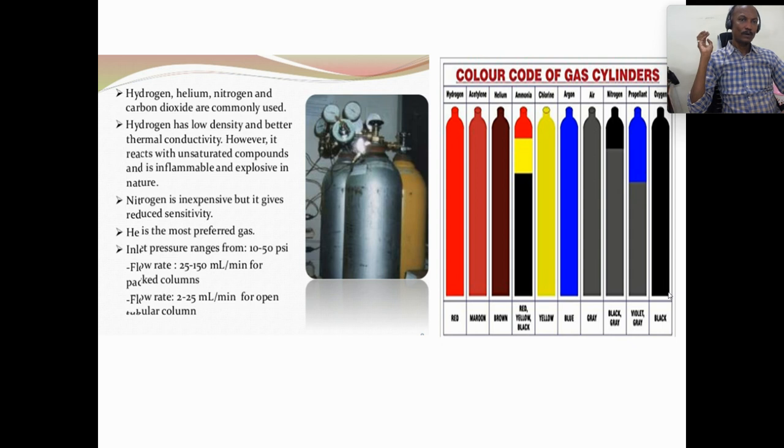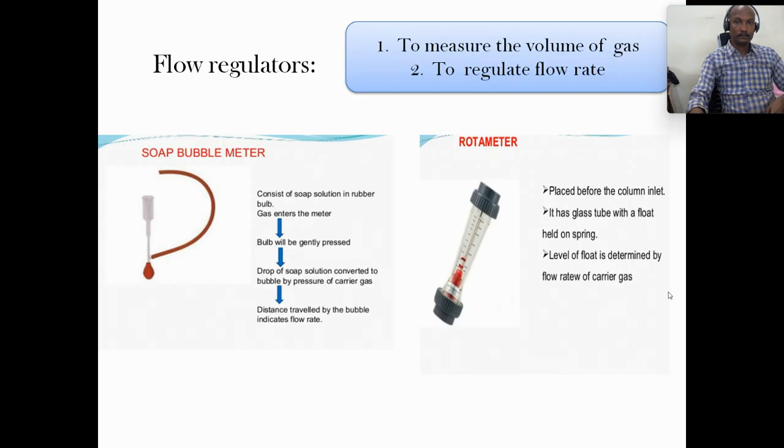Hydrogen has low density and better thermal conductivity. However, it reacts with unsaturated compounds, and it is inflammable and explosive in nature. Next, nitrogen is expensive, and it gives reduced sensitivity. Among all the gases, helium is the most preferred gas. The inlet pressure ranges from 10 to 50 psi, and the flow rate is 25 to 150 ml per minute for packed columns and 2 to 25 ml per minute for open tubular columns.